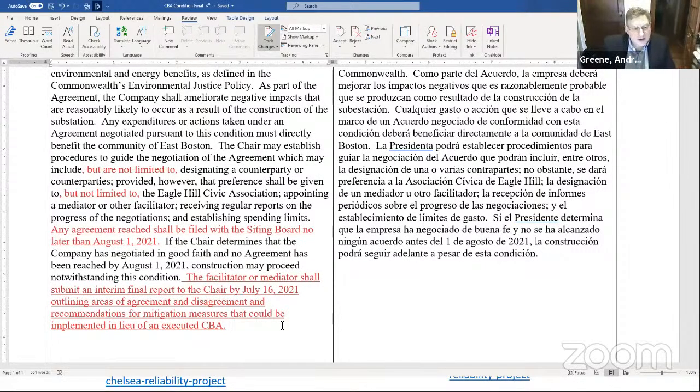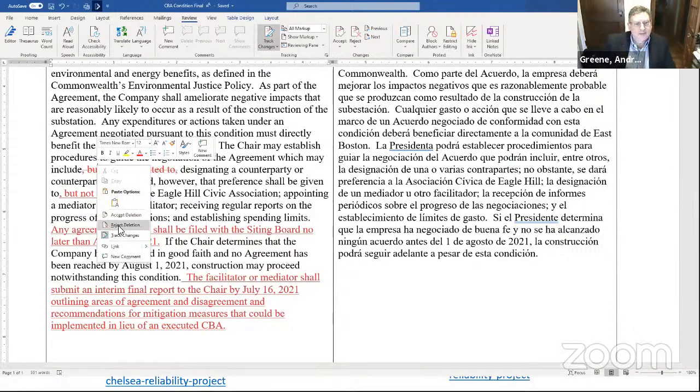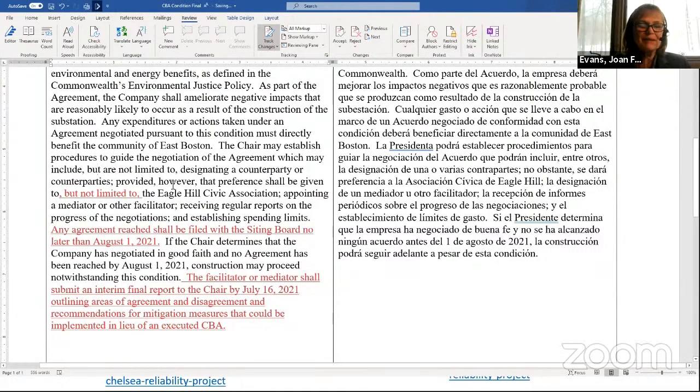I've also been advised by counsel at EEA that the first use of "but are not limited to" above where we're looking right now is needed, and we should not delete that. Okay. Thank you.